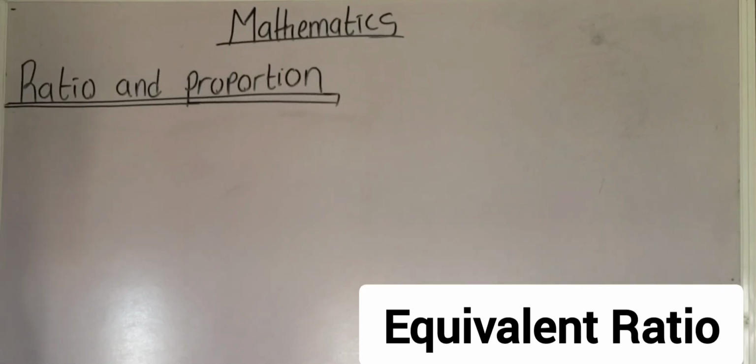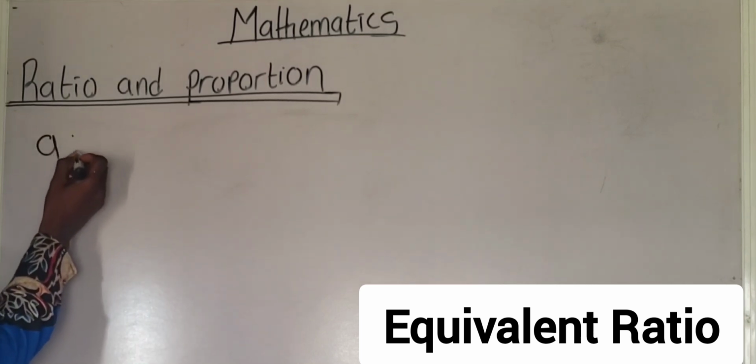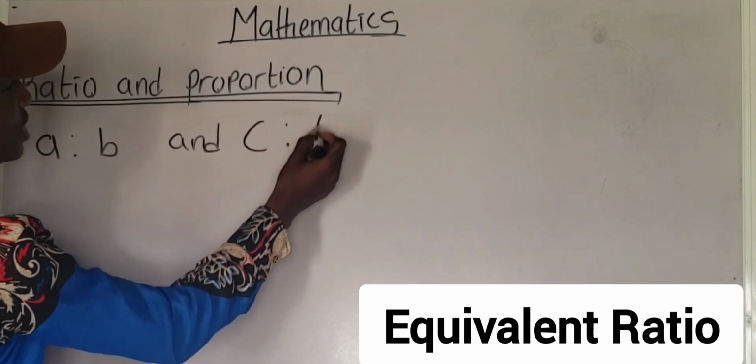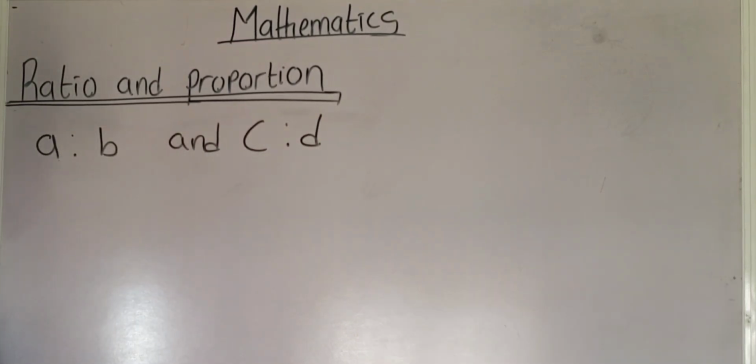In today's class, we are going to talk about equivalent ratio. This is a subtopic under ratio and proportion. When do we say two ratios are equal? Let's say we have ratio A ratio B and C ratio D. When do we say this ratio and this ratio are equal?